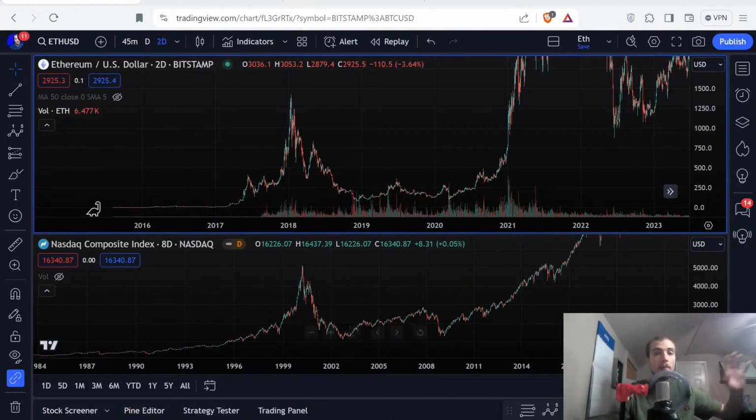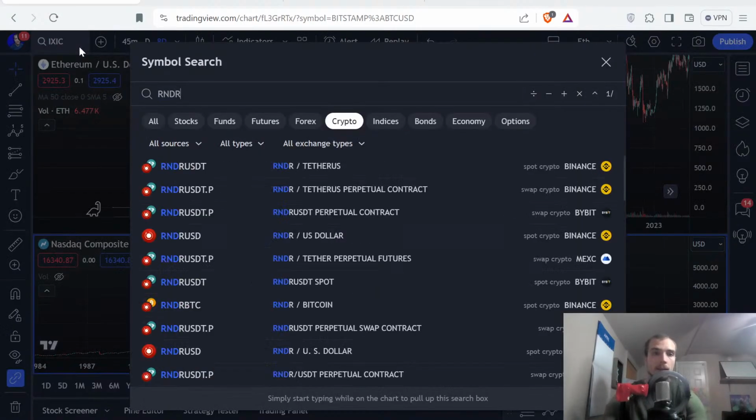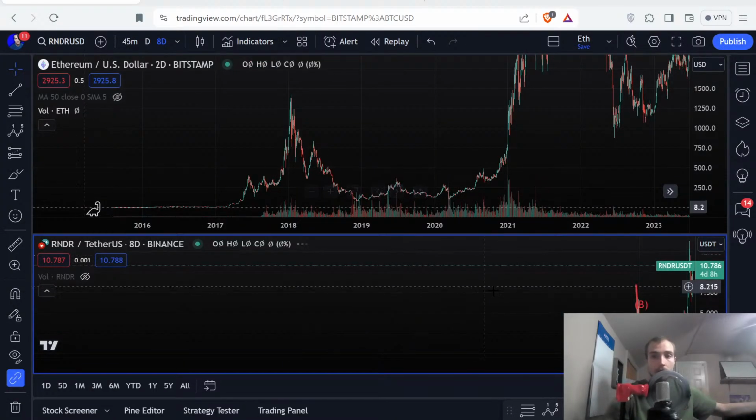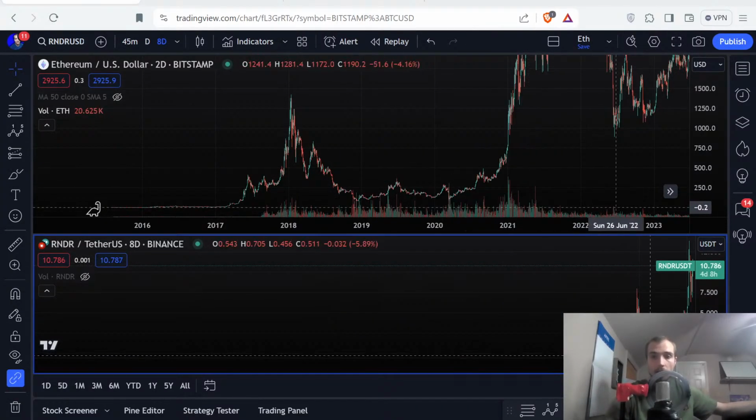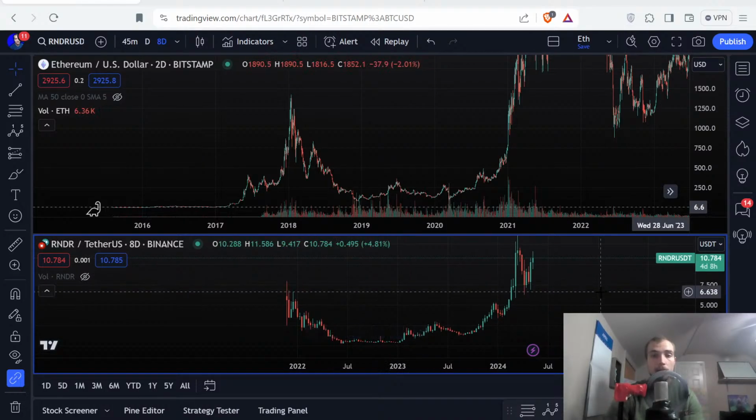Now let's go back over here to what I was showing you guys with Render and with Doge, or with Shiba Inu here, because I want to finish my analysis. So you guys can see human emotion doesn't change. It doesn't matter what time frame you're trading, what.